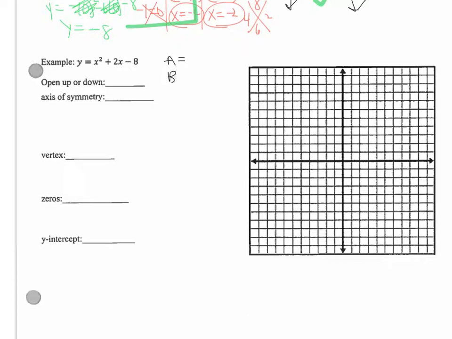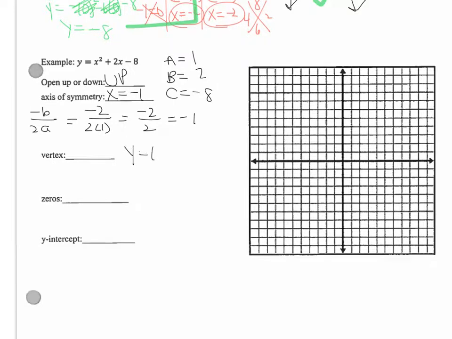So if I label A, B, and C first, A is 1, B is 2. Hold on a second. Let me make sure this problem's good. Yep. And C is -8. Alright, so it's going to open up. I'm going to find my axis of symmetry. -B over 2A. So -B, so -2 over 2 times 1. So -2 over 2, which is -1. So x equals -1.